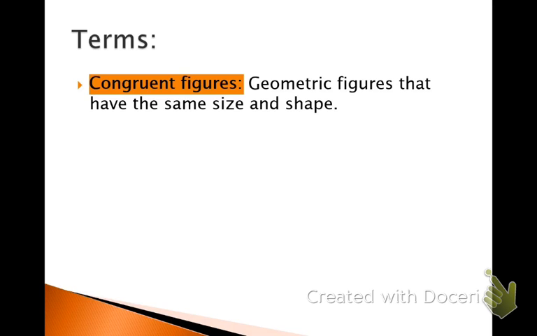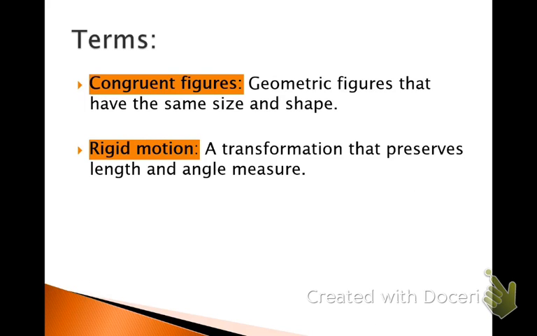The next one I will explain to you after you write it down. It'll make sense. It's called rigid motion. Rigid motion is a transformation that preserves length and angle measure. So rigid motion is a transformation that preserves length and angle measure.